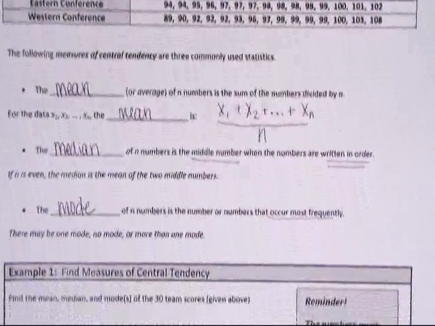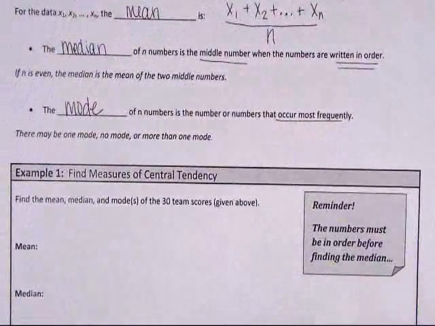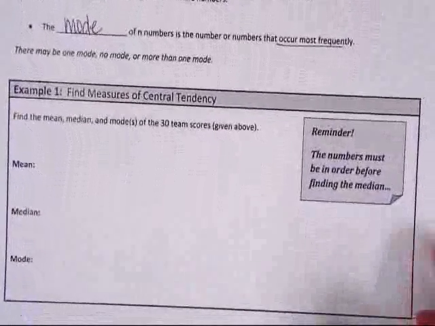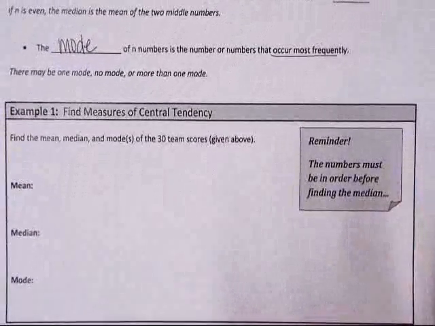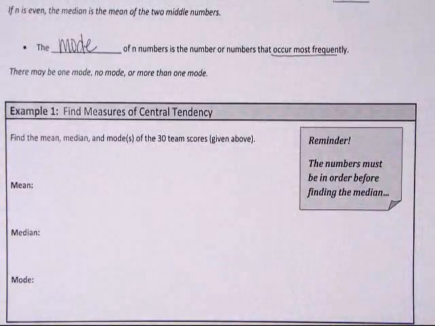So let's go ahead and move on to example 1. In example 1, they want us to find the mean, median, and mode of the 30 team scores that are given above. So the NBA team points per game, above you have the Eastern Conference and the Western Conference, and we want to look at all 30 scores together. So we're going to find the mean first. The mean is we're going to take all 30 of those numbers in that top table and add them together. We're going to average them together. So up at the top, if you have your calculator, you're going to start with the Eastern Conference.